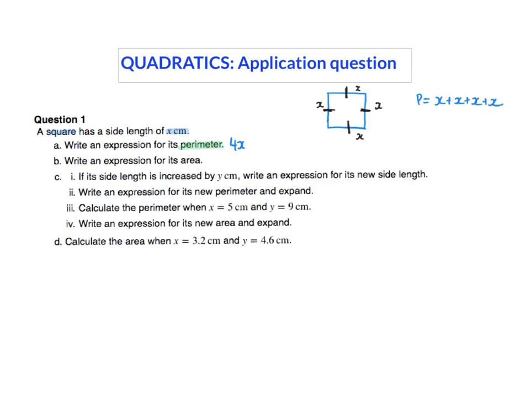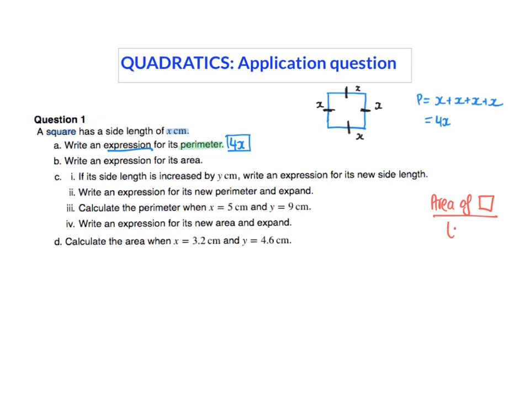So I could add them all up, but a nicer, neater term would just be to say 4x. So when I just say it as 4x, that's like an expression. Now it says find an expression for the area. So who can tell me the area of a square? How do we find it, what's the rule for that? Max, are you there? Yeah, length times width.